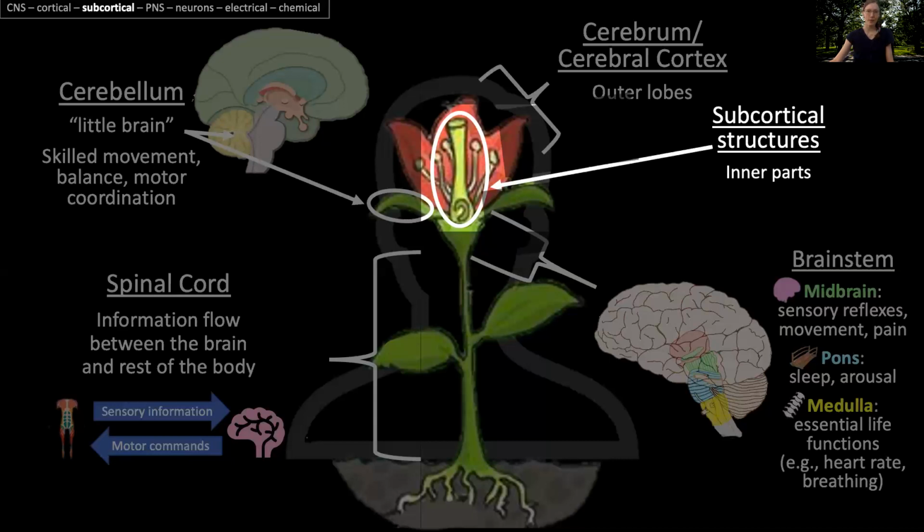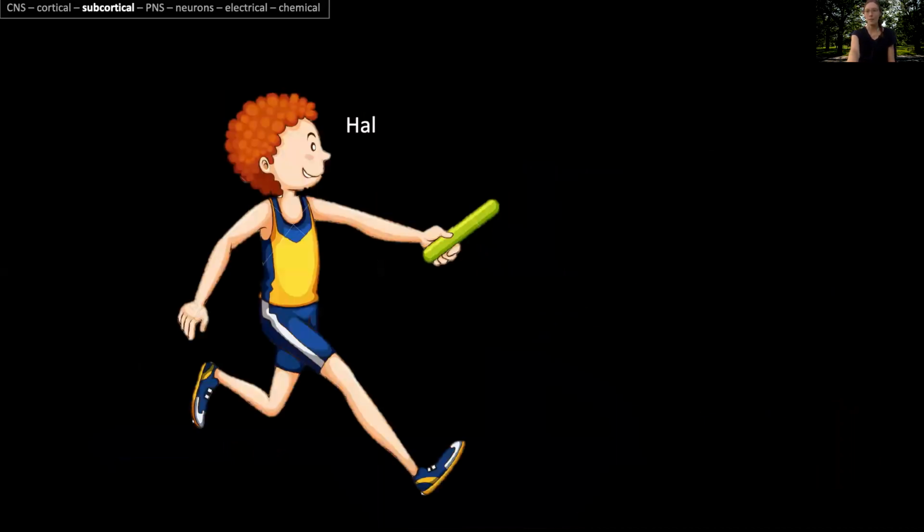But like in a flower, the subcortical structures in the brain take on important functional roles that are necessary for that structure to work properly. And since there are a bunch of different names and functions to keep track of, let me tell you a few stories to help you out. Starting off with this boy named Hal.